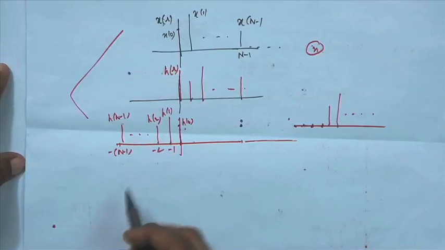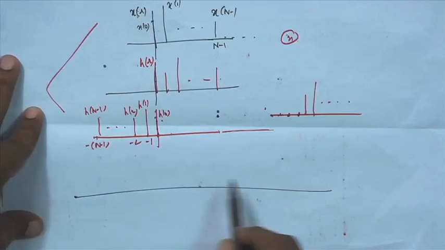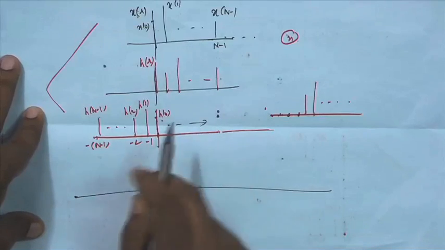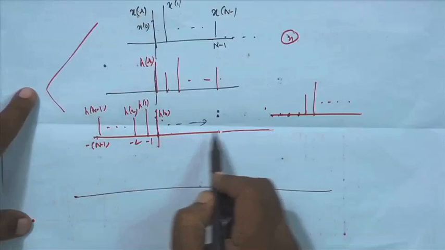I am keeping shifting. How long will you get non-zero value? That is what we are seeing. So, this h 0 is moving as you keep shifting it to the right by 1, n equal to 1, then 2, there is n equal to 2, dot dot dot.